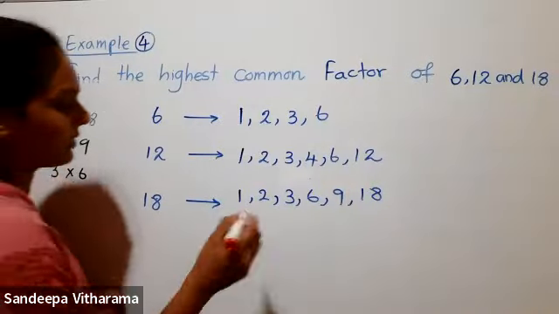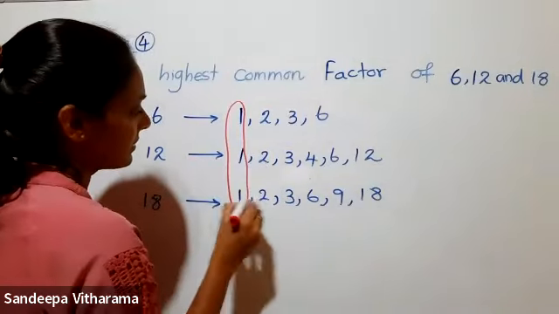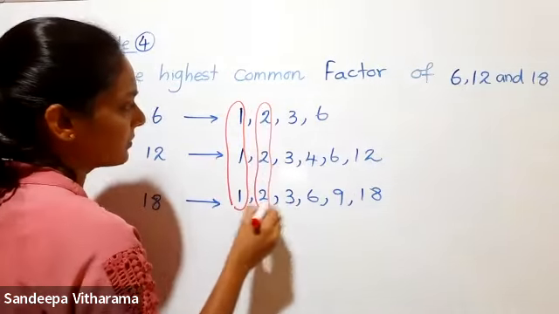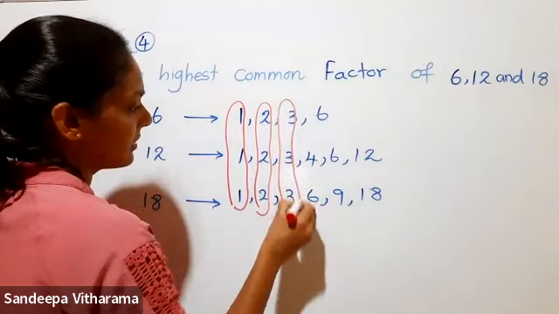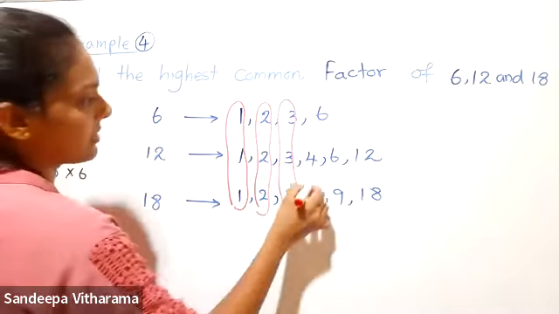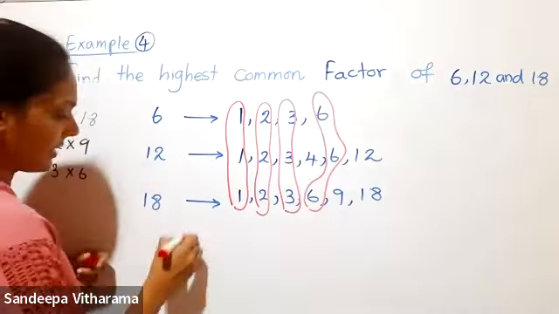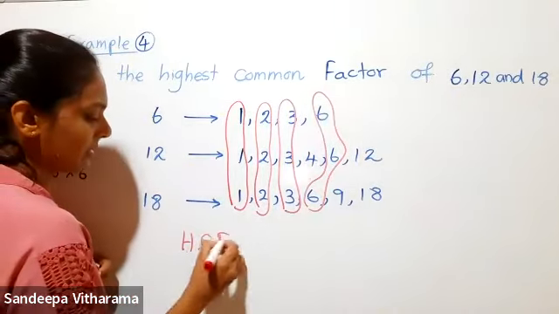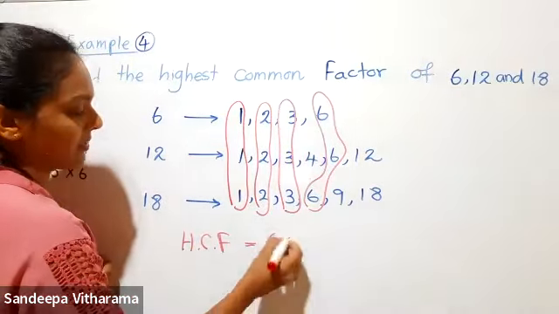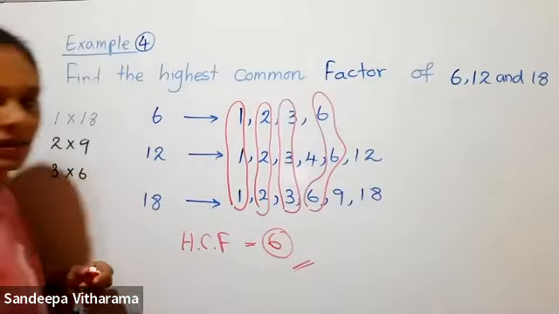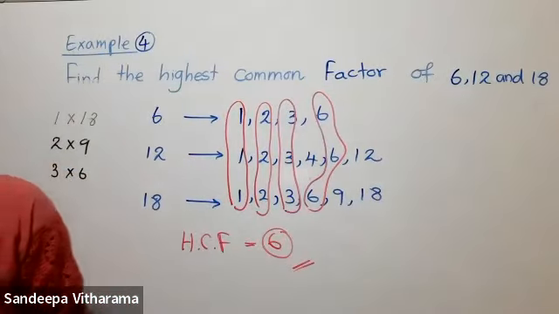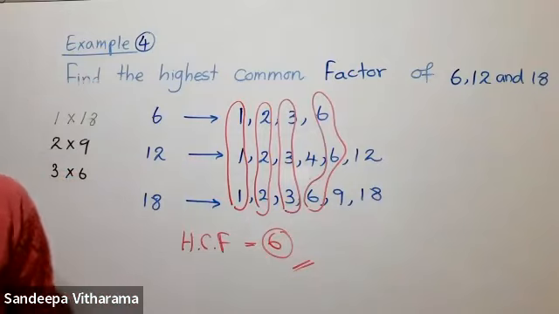Let's identify common factors. 1, 2, 3, 6. Then what is the HCF? 6. HCF is 6. Okay, very good. Shall we do another one?